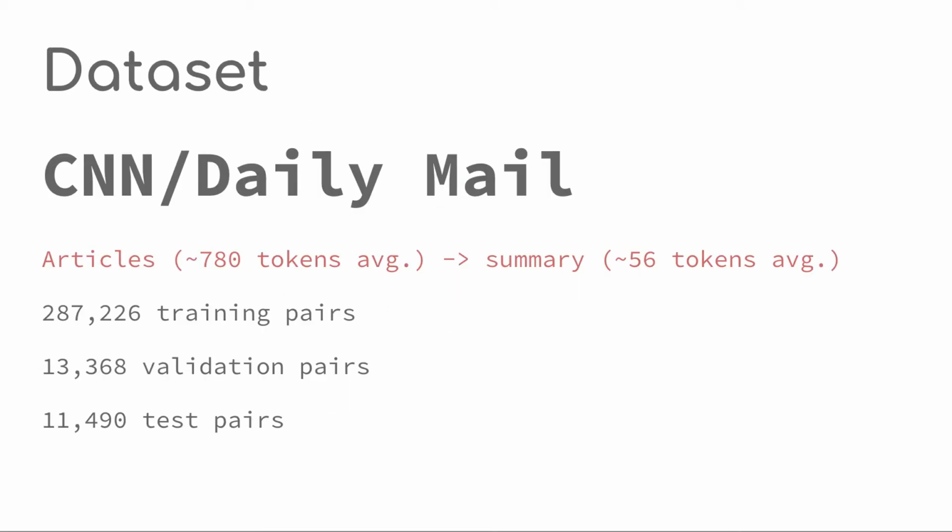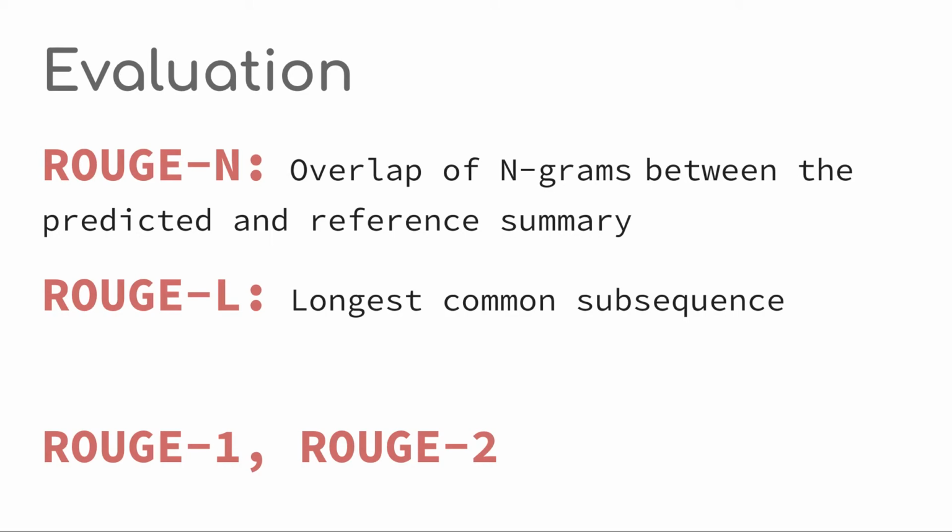I am using the CNN Daily Mail dataset, which contains articles of about 780 words on average, with summaries of about 56 words on average. The training set contains over 280K pairs, with validation over 13K pairs and test over 11K pairs. The metrics for evaluation are ROUGE-N, which is a measure of overlap of n-grams between the predicted and reference summaries, and ROUGE-L, which takes into consideration the longest common subsequence.